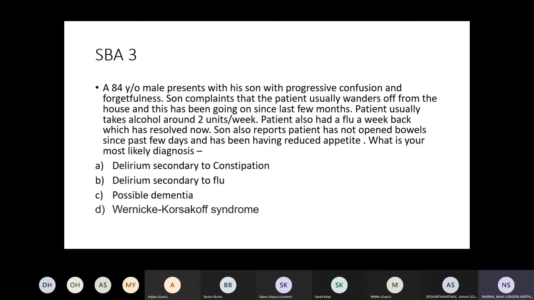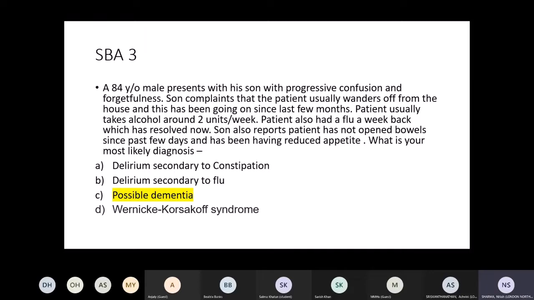Okay. So yeah, the correct answer is possible dementia. So why would you think dementia, not any other option? It could be delirium due to constipation as well, but this has been going on for a long time. It's since the past few months. This is the first time, that would tell us this is probably not a delirium. It could have been a delirium secondary to flu, but the flu was just 2 weeks back and has resolved now. But this has been going on for a long time.